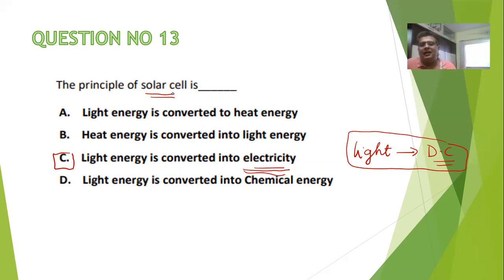So what's the answer here? Light energy is converted into electric energy. I want to make it a little more informative for you. Which electric energy is that? It is direct current, my dear students, not AC.